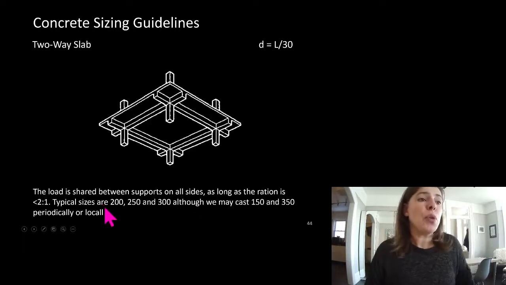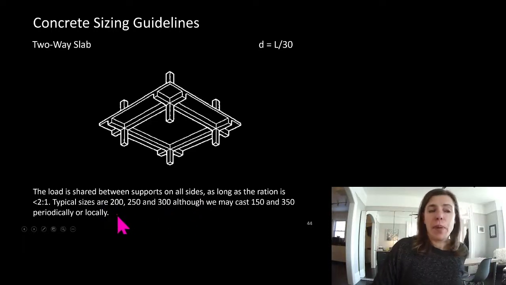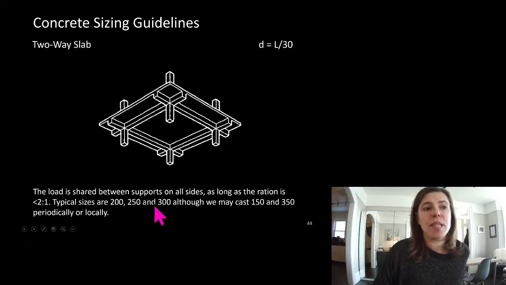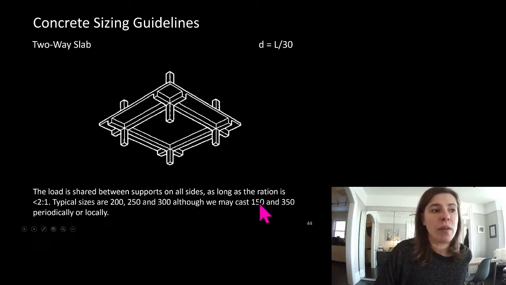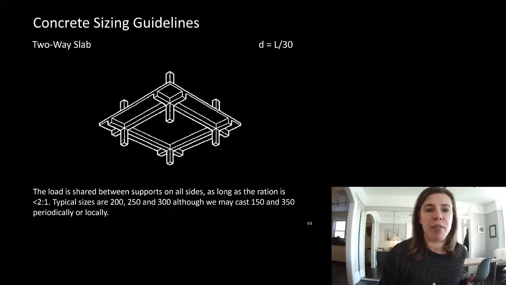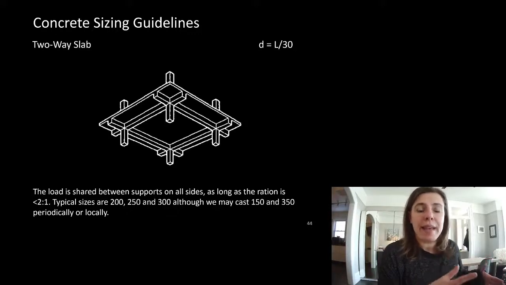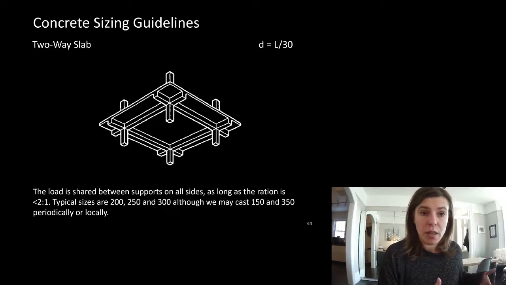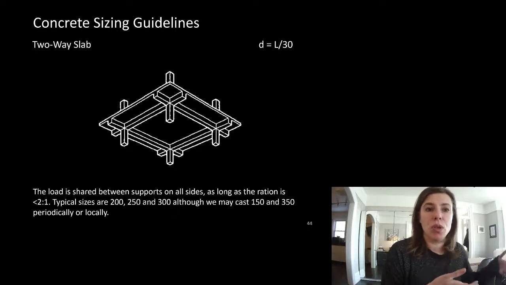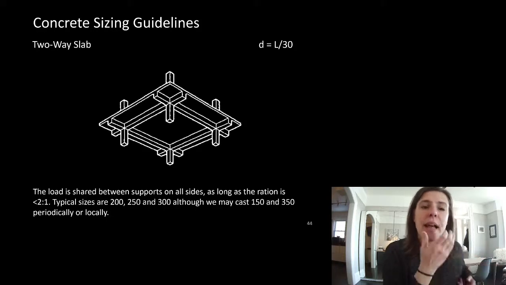So for a two-way slab, typical sizes are still 200, 250, and 300, although we may cast a 150 or a 350 periodically or locally. So what I mean by that, if we have a project where a 250 slab is what we're using everywhere, and one little bay has something unique happening to it, we don't want to switch what material we're using, so maybe we'll make one of those unusual slabs in that zone to meet that local criteria.